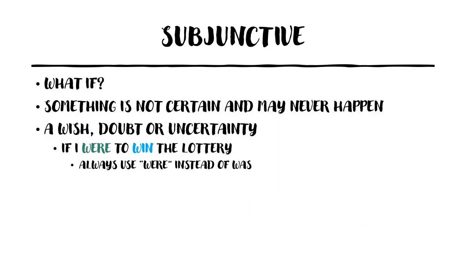The subjunctive mood of a verb asks what if. This is something that is not certain and may never happen in reality. Often these are wishes, doubts, or uncertainties. If I were to win the lottery, the chances of me actually winning the lottery are very, very low. So it is not certain that it will happen. We also always use were instead of was in these subjunctive mood sentences. And that is it for our different types of verbs in the English language.